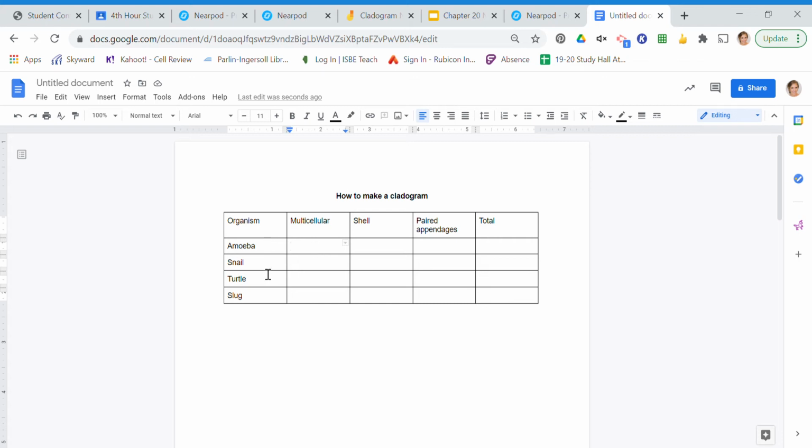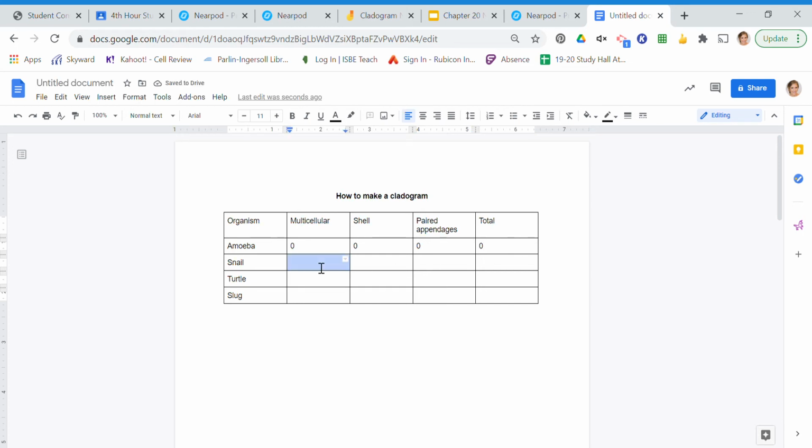Now, if we're looking at these four organisms here, I'm just going to start with the amoeba and fill out this data table for traits that it's going to have. An amoeba is a single-celled eukaryotic organism, so it is not going to be multicellular. So I'm going to put in a 0 because it does not have this trait. If it did have the trait, I would put a 1. Amoebas also do not have shells, nor do they have paired appendages. Paired appendages mean we are going to have like a left arm and a right arm. Well, they would be paired on either side of the organism. An amoeba doesn't have any of these traits, so its total traits that it shares is 0.